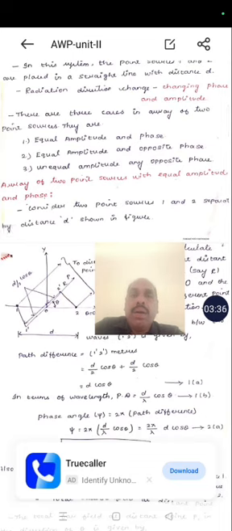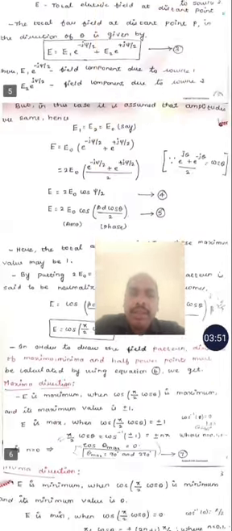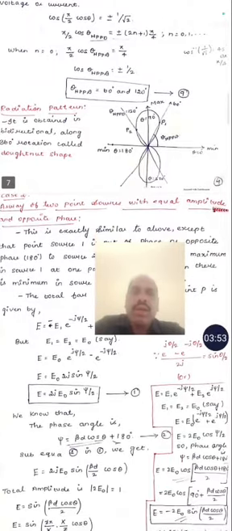Array of 2 point sources. There are three conditions. First, equal amplitude and phase. Second, equal amplitude and opposite phase. And third, unequal amplitude and any phase. In the first condition, equal amplitude and phase, the maximum radiation pattern is at 90 degrees and 270 degrees. The minimum radiation pattern, or null, is at 0 and 180 degrees.